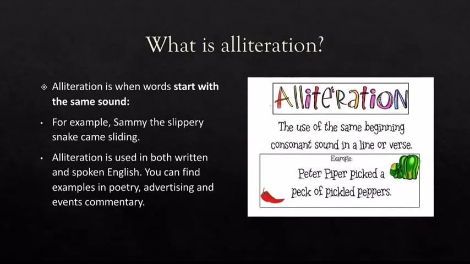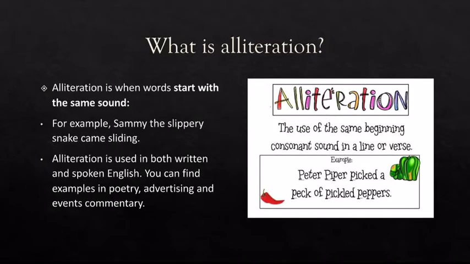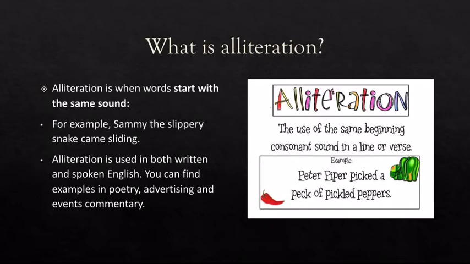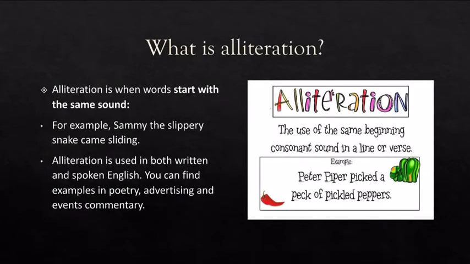So today, when we're describing something, if you look at the example on the left, Sammy the slippery snake came sliding, you can see that all the words start with the letter S. You can use that in your character description today. Again, there'll be a link to a BBC bite-sized video on alliteration within the Word document in Teams. So if you're not too sure, go and have another little watch of that video.